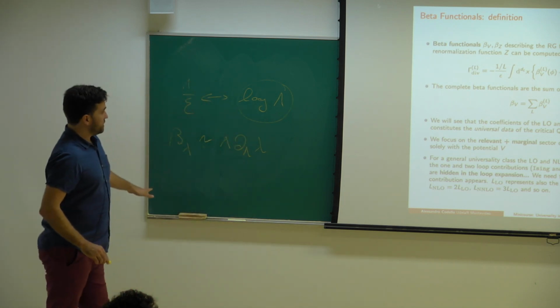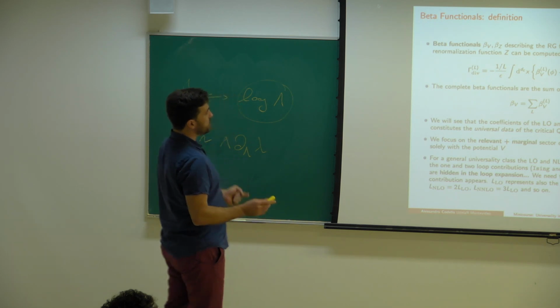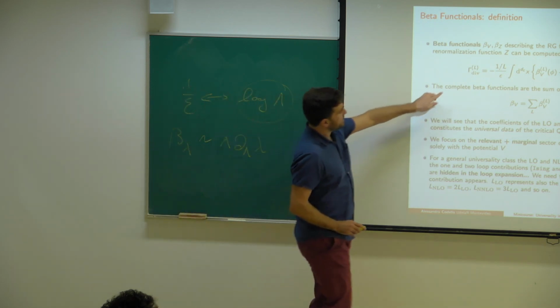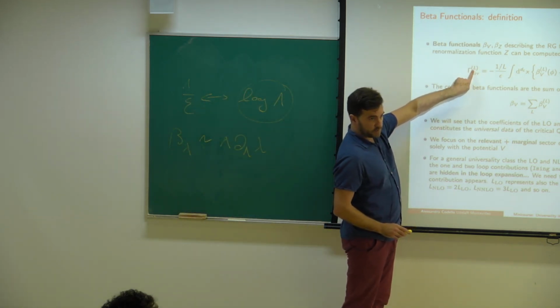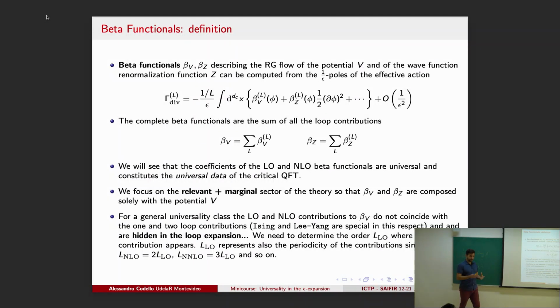I assume you know this part because we don't have time to review it. It is not. So what is really important is that at every loop order, when I evaluate my diagrams, there will be divergences. In dimensional regularization, if I'm looking at L loop order, divergences will go from 1 over epsilon to 1 over epsilon to the L.